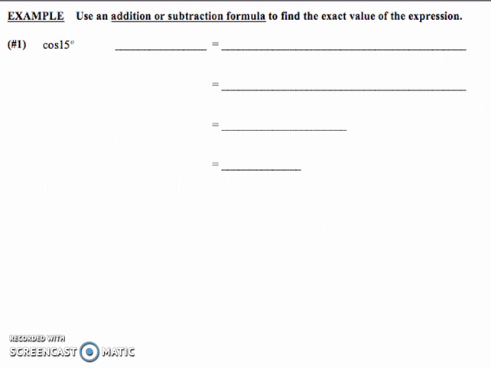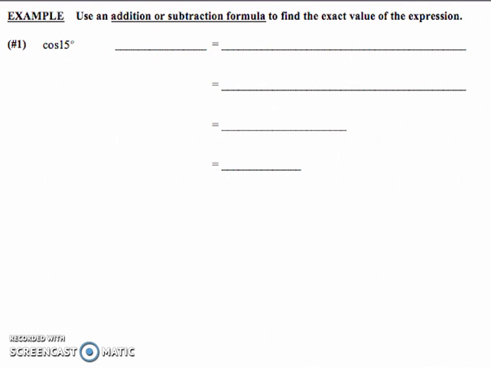So what we need is two known measures on the unit circle that either add or subtract to make 15. Well, since 15 is a smaller number, I don't think we're going to find any that we know that would add to make 15, right? Because the smallest angle measure that is a known value for us on the unit circle is 30 degrees. But if we think about values in the first quadrant, what about 45 degrees and 30 degrees? 45 degrees minus 30 degrees would give us 15.